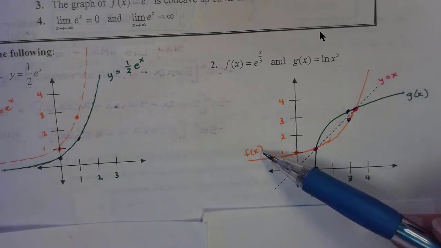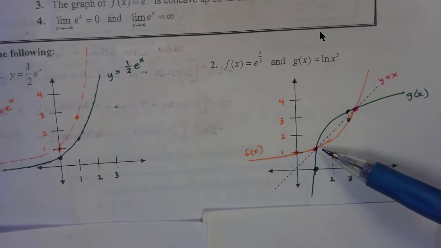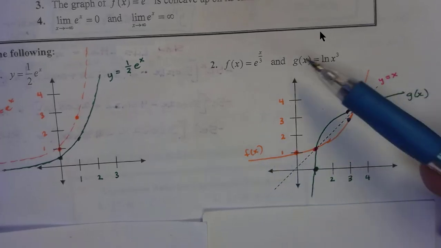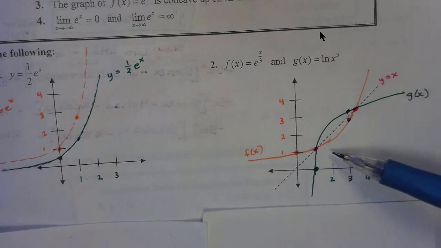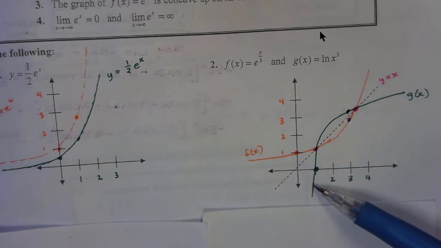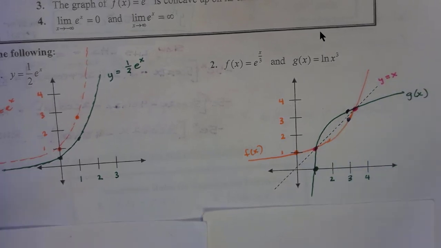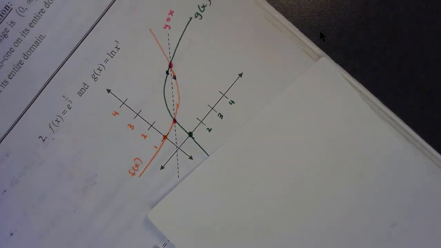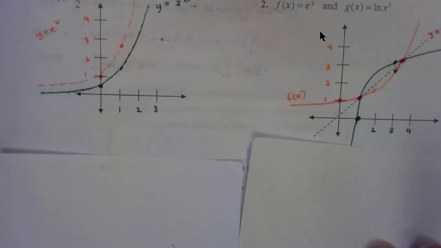Here is e to the x over 3. Again, when x is 0, y is 1. And you play around with the values, and here is natural log of x cubed. Notice they reflect across the y equals x line because they're inverses.